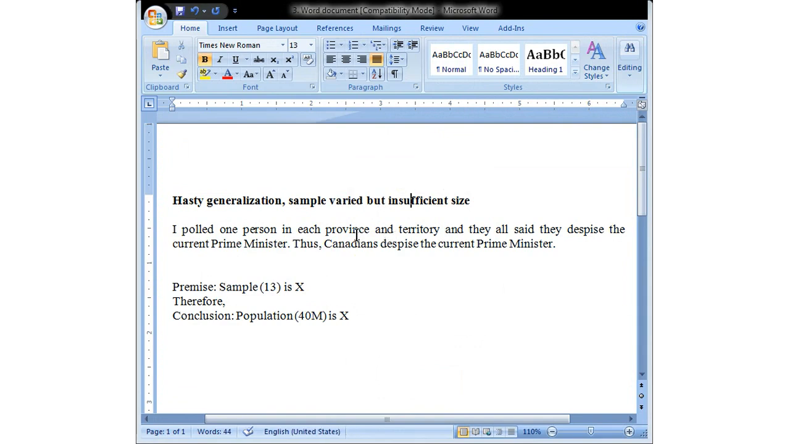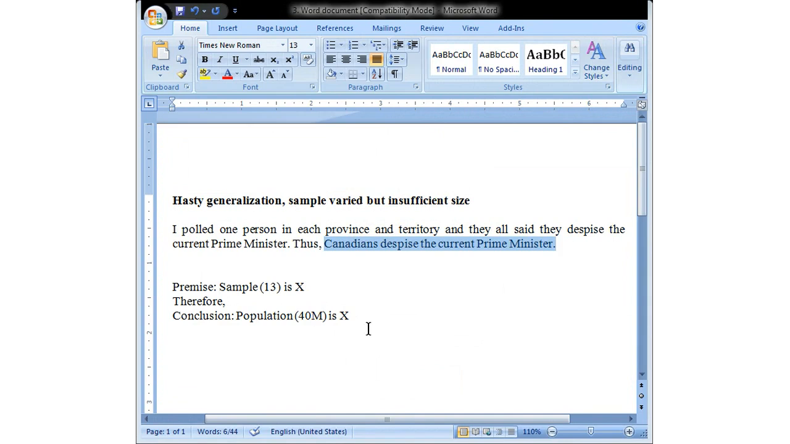What's good about it is that you bothered to do a sample. You took a sample in each province. But it's insufficient size, so that's why. And by the way, again, the question is: is the conclusion true or false? Well, that's not the point. The point is, can we infer the conclusion from the premises provided in the argument?